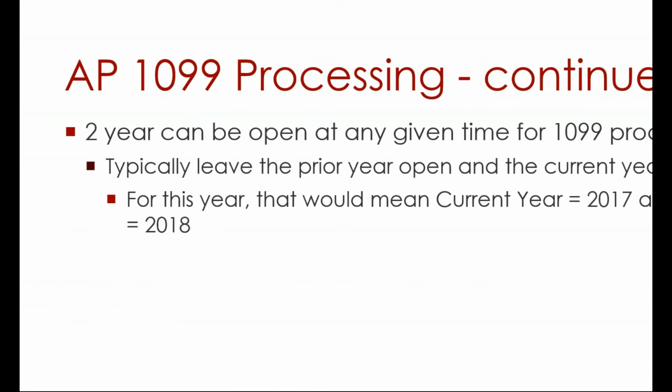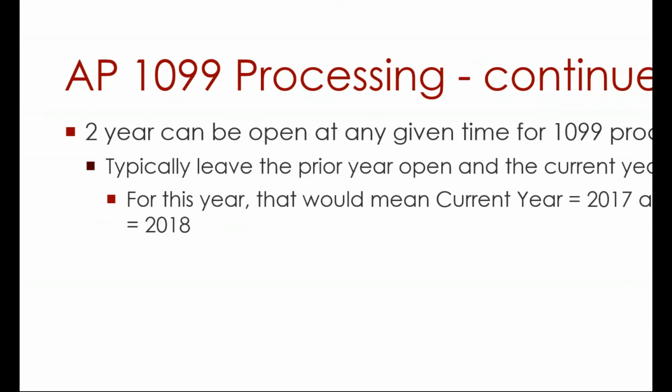2 1099 years can be open at any given time. Typically, the prior year is left open and the current year is open then as well. So, for example, 2017 would remain open as well as 2018. And then as we roll into 2019 fiscal year, or calendar year, I should say, we would roll the 1099 years to have 2018 and 2019 as the 2 open years.